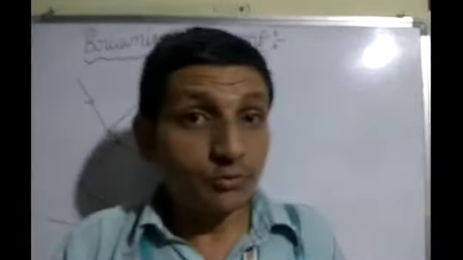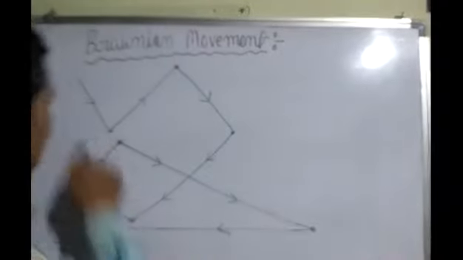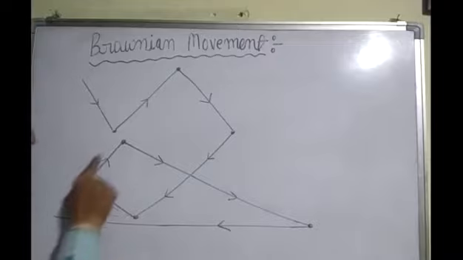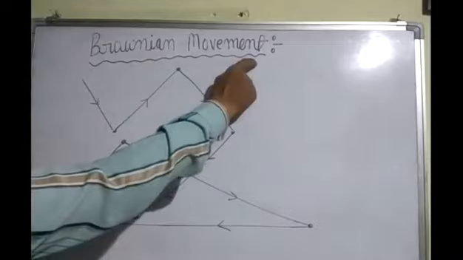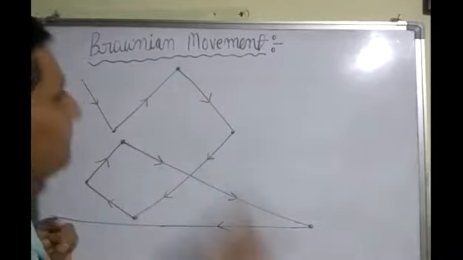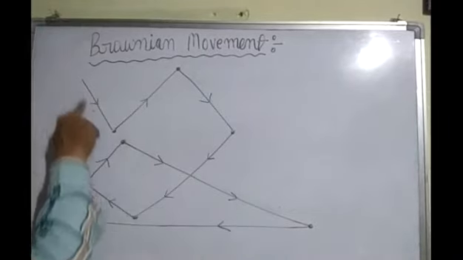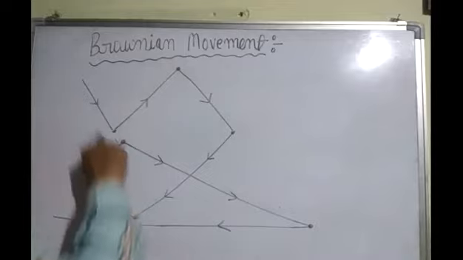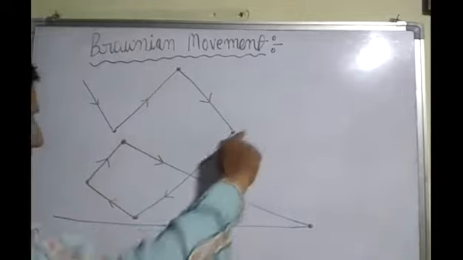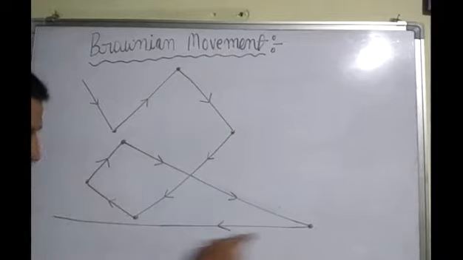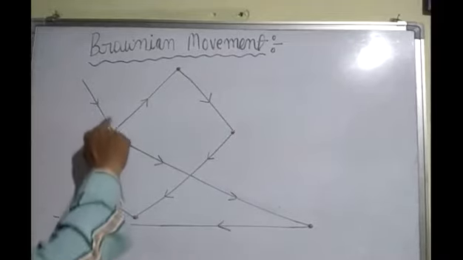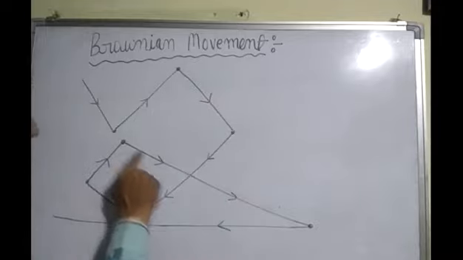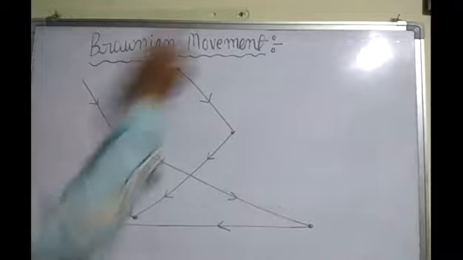Okay, student. What is Brownian movement? The continuous, look here, this is continuous. The continuous zigzag motion of colloidal particles is called Brownian movement. Dear student, I am telling you the last time, Brownian movement. These are particles. The continuous zigzag motion of colloidal particles is called Brownian movement.